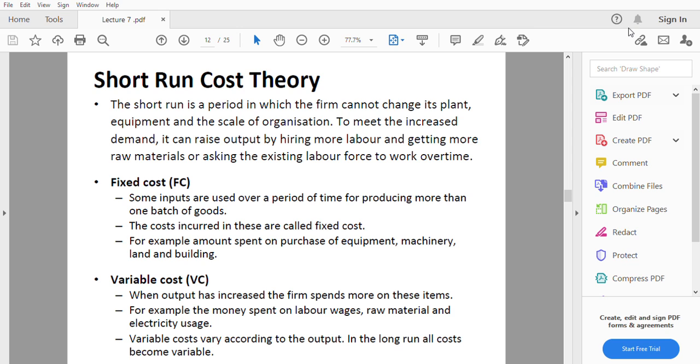In the long run, all costs become variable, because in the long run you can increase your scale of production, you can buy more plants and others. But in the short run, we have fixed cost and we have variable cost.